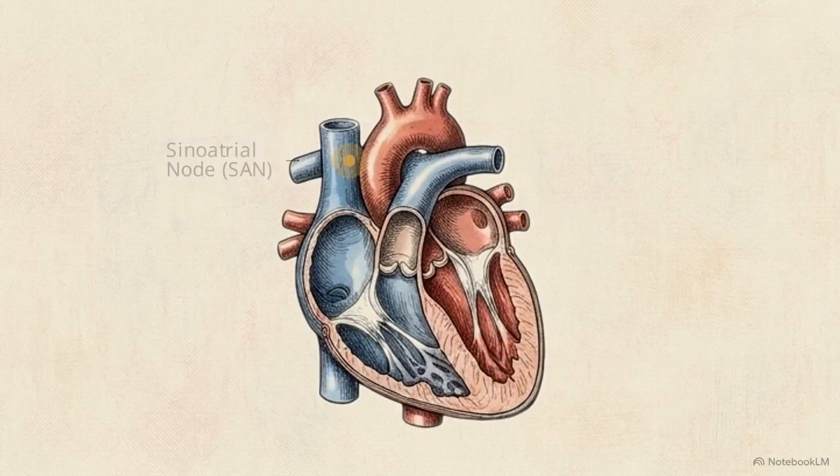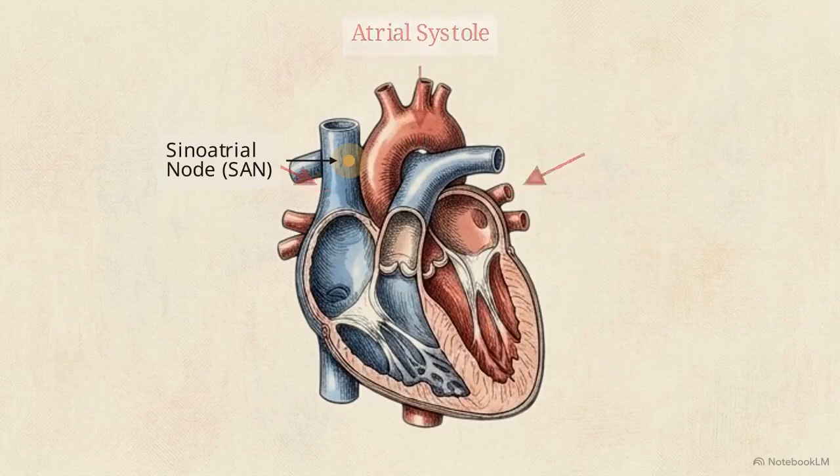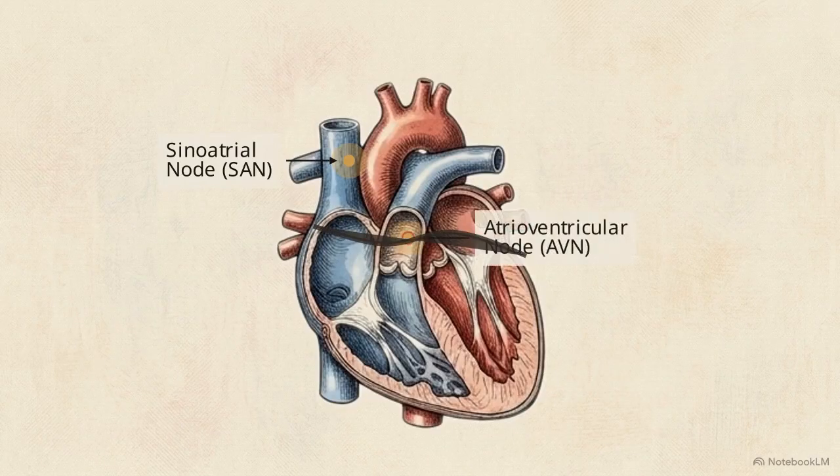The sequence begins at the sinoatrial node, the biological pacemaker embedded in the right atrium. The sinoatrial node fires, sending a wave of electrical depolarization across both atria. This causes them to contract simultaneously, an event called atrial systole. The electrical wave cannot cross directly into the lower chambers. Instead, it is captured by the atrioventricular node and intentionally delayed. This brief pause gives the atria time to empty their contents completely.